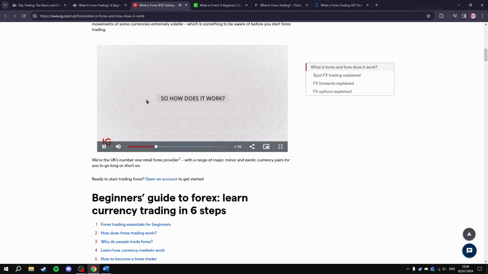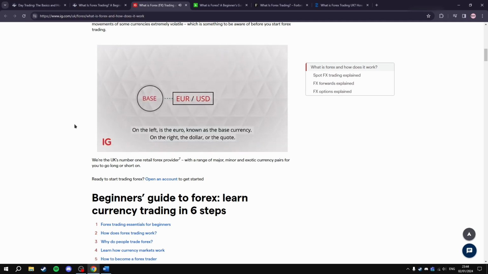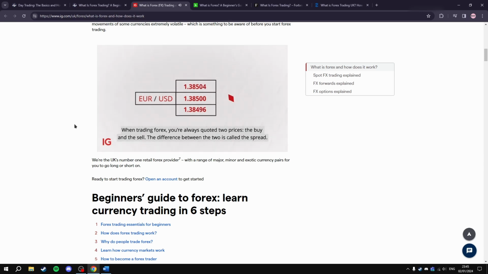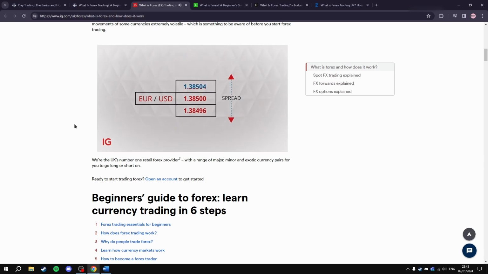So how does it work? Well, Forex prices are quoted in pairs, because in effect you are simultaneously selling one currency while buying another. Let's take euro-dollar as an example. On the left is the euro, known as the base currency, on the right the dollar, or the quote. If the price of euro-dollar is 1.38, that means 1 euro is worth $1.38. When trading Forex, you're always quoted two prices, the buy and the sell. The difference between the two is called the spread. You'd buy this pair if you thought that the base currency will strengthen against the quote currency, known as going long. Alternatively, you'd sell if you thought that the base currency will weaken against the quote, known as going short.